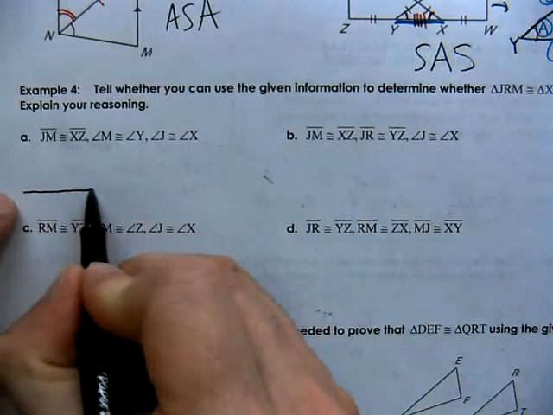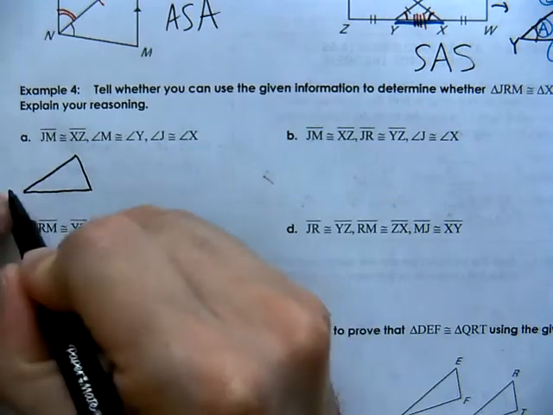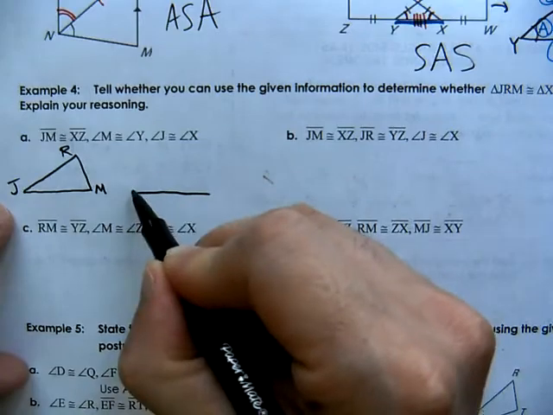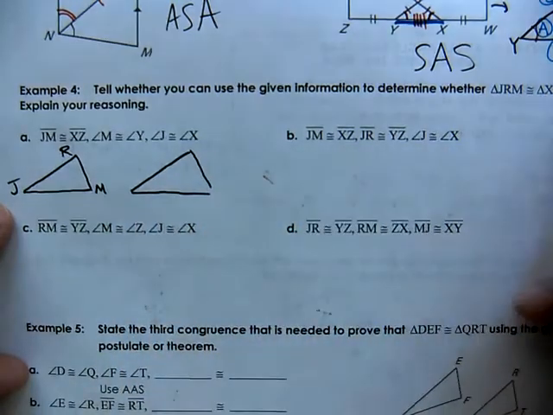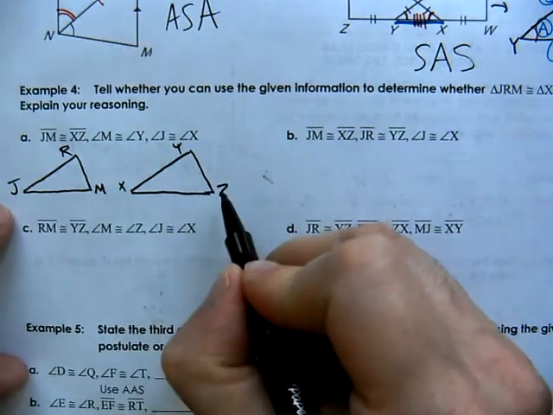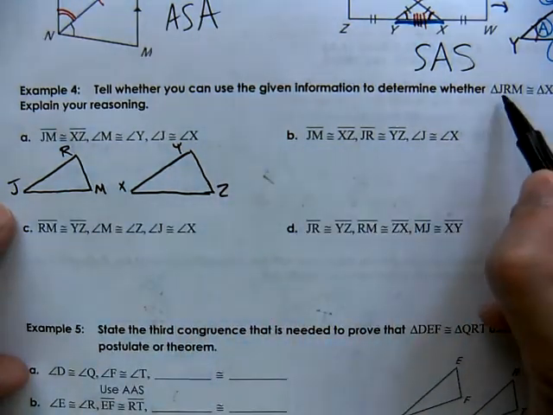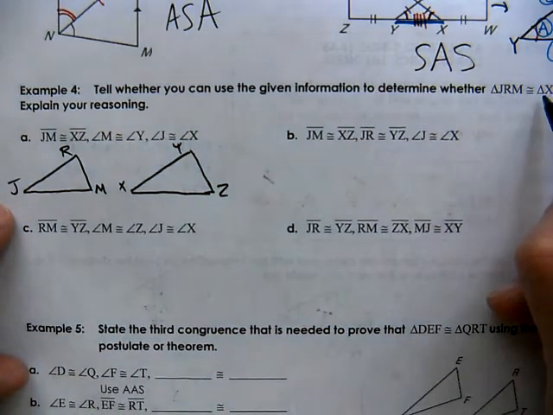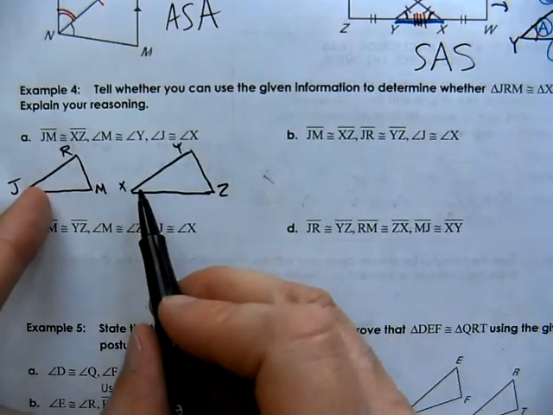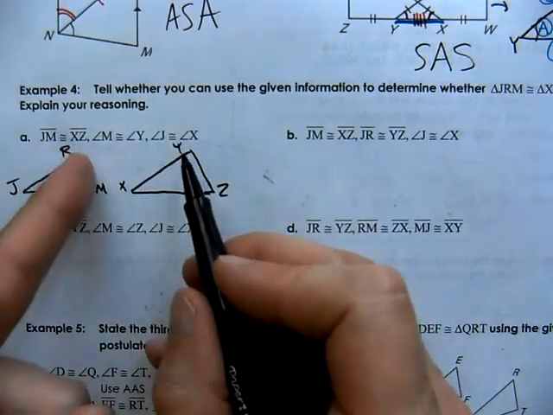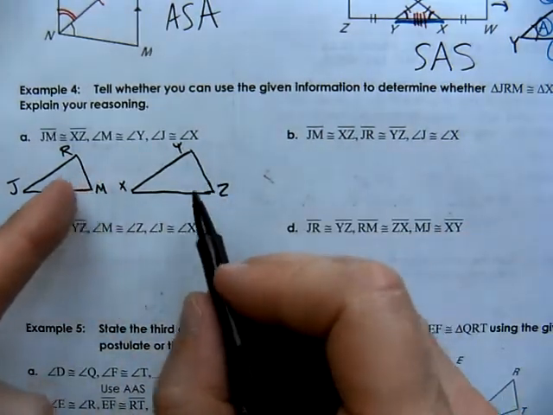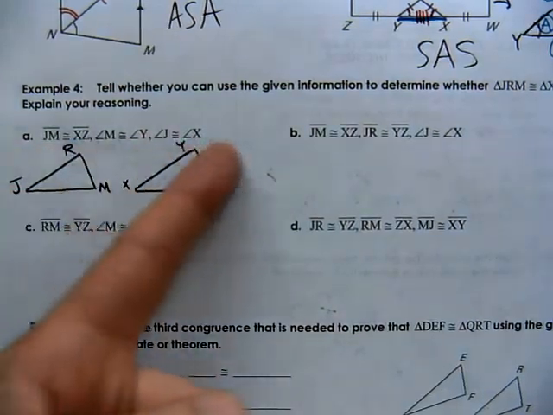So here's the first triangle, JRM. Here's the second triangle, XYZ. I'm just setting them up so that we have corresponding parts in the right location. So J is located first, that pairs up with X, that's located first, so J and X are in corresponding locations. R and Y are listed second, so they're drawn here in corresponding locations. M and Z are listed third, so they are drawn here in corresponding locations. Then mark up what they tell you.